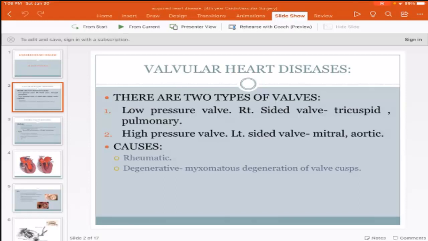The main causes of valvular heart disease, especially in our country, are rheumatic disease and degenerative myxomatous degeneration of the valve cusp.